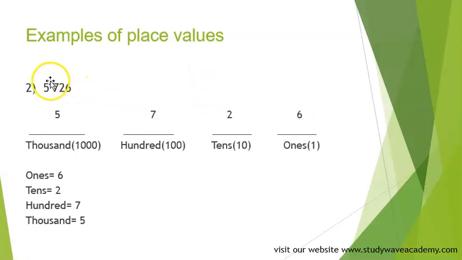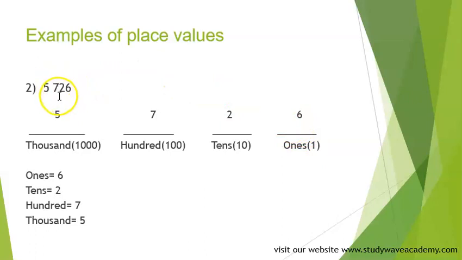We have here 5,726. Where do we place the 5? In thousands, because it's 5,000. And where do we place the 7? In hundreds, because it's 700. And where do we place the 2? In tens, because it's 20. And where do we place the 6? In ones, because it's 6.